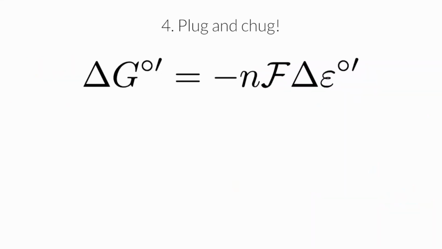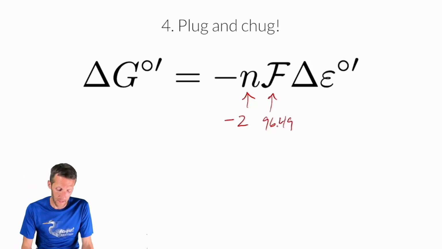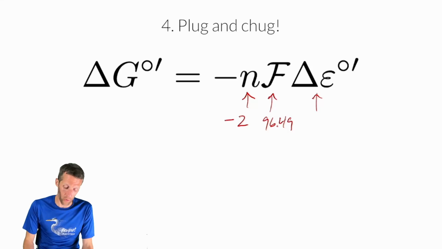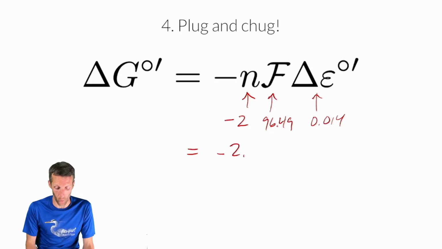Okay, last step is we can just do some plugging and chugging, right? So here we've got our equation. This number was minus 2. We had 2 electrons that were involved in the transfer. This is Faraday's constant, which is 96.49 kilojoules per volt. And then this is our standard state reduction potential, which is 0.014, which if you plug in those numbers, you get minus 2.7 kilojoules per mole.